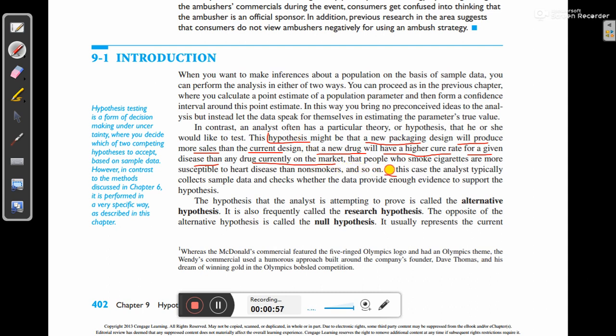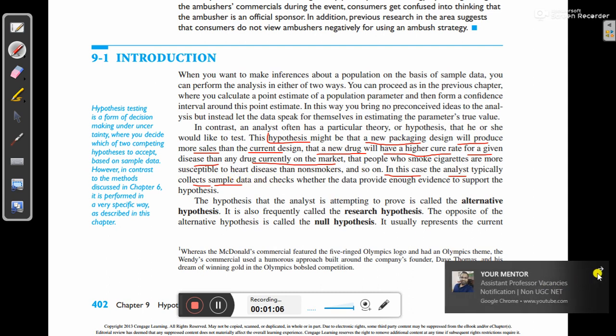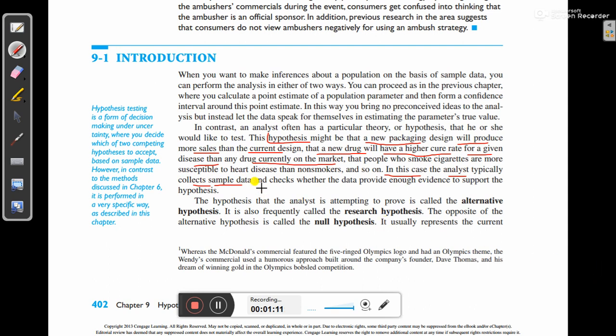In this type of statement, the analyst typically collects sample data and checks whether the data provide enough evidence to support the hypothesis. So first, before choosing the sample data or applying your empirical or experimental study, you might start with a statement that your work would be far better than the existing works. To support your statement, you collect evidence from the sample data and check whether the data provide enough evidence.